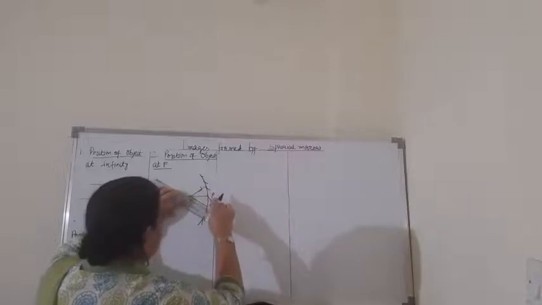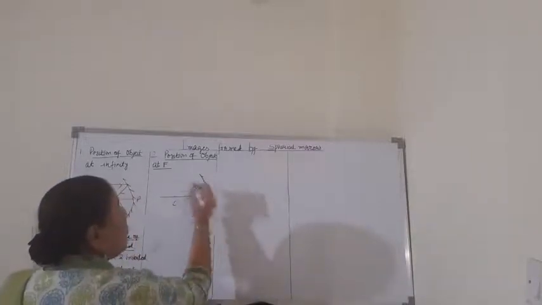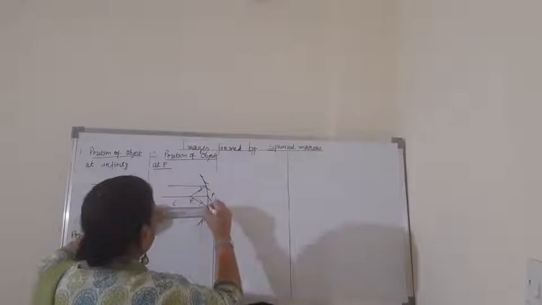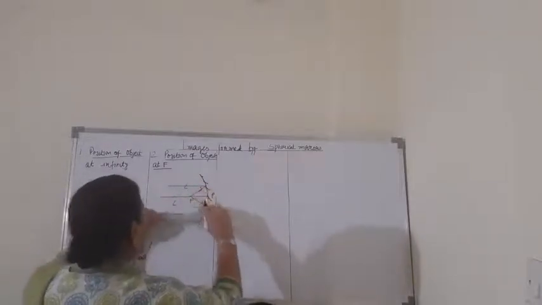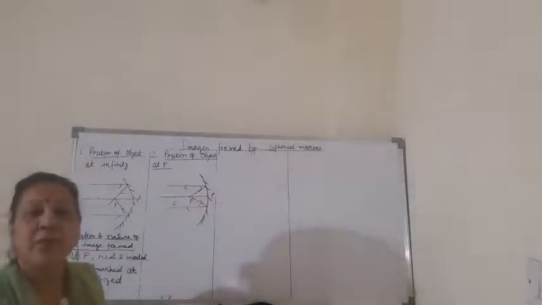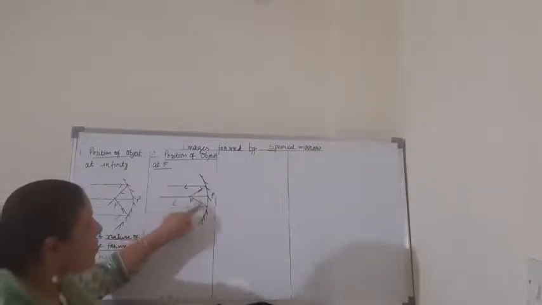So I may take one ray which goes and strikes at the surface here. One ray emerges from F and after reflection goes parallel to the principal axis. So I have taken two rays from the object O which after reflection become parallel to the principal axis. What is the position of the object? At F. From here to either side of the principal axis I have considered two rays which strike the surface here and after reflection become parallel to the principal axis.